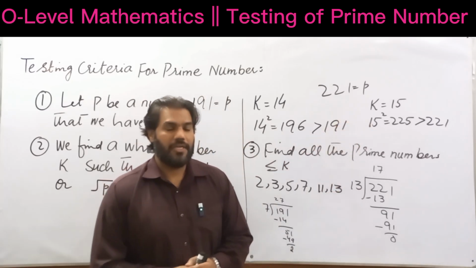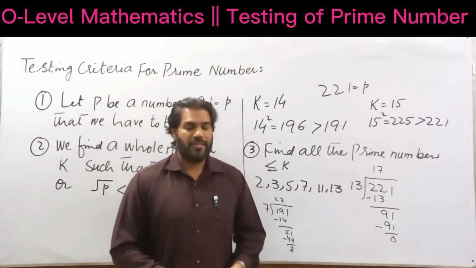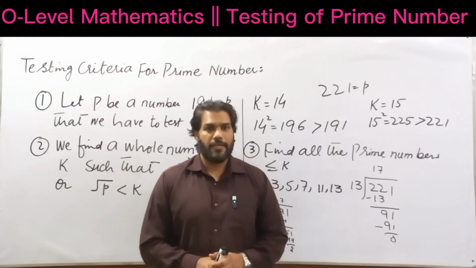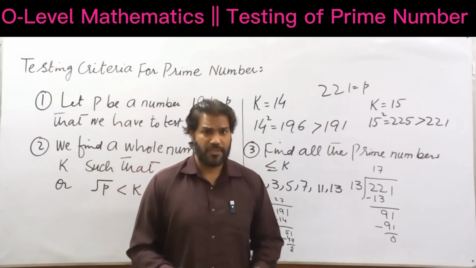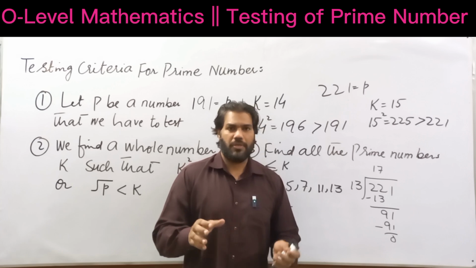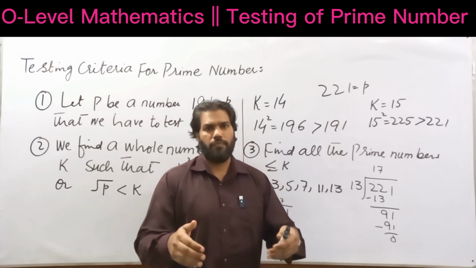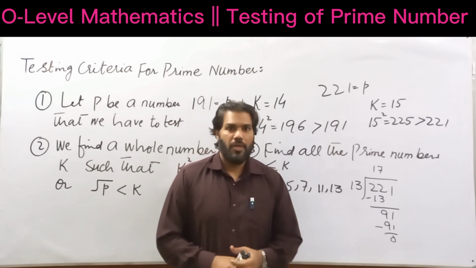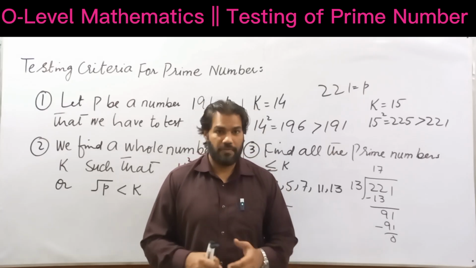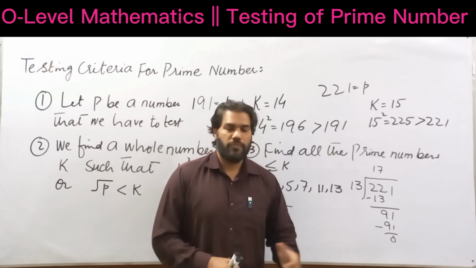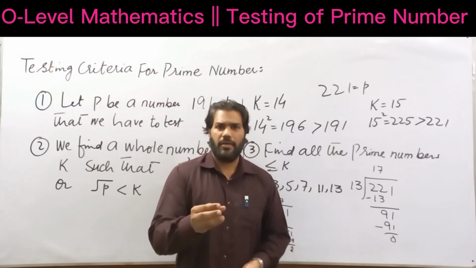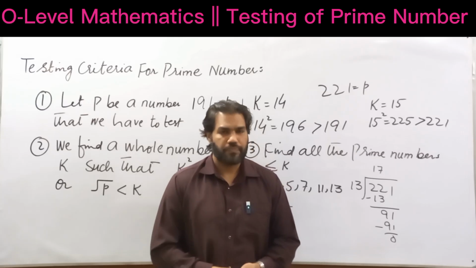So this is the criteria that can be used to test whether a given number is a prime or not. But this criteria becomes very tedious or very difficult if your number is very large or consists of 4, 5 or more digits. For those numbers there are many other algorithms or methods available, but this method works well for all numbers that are smaller.